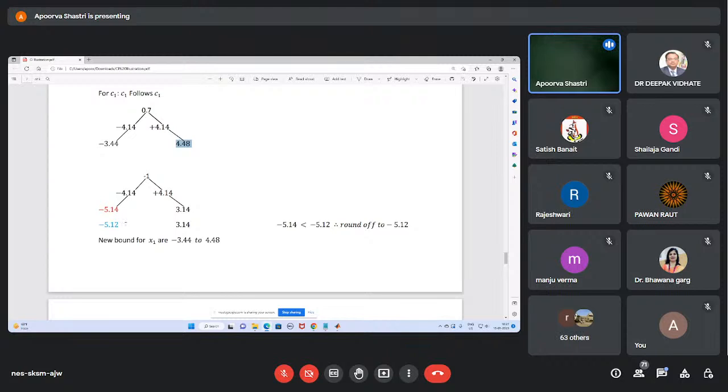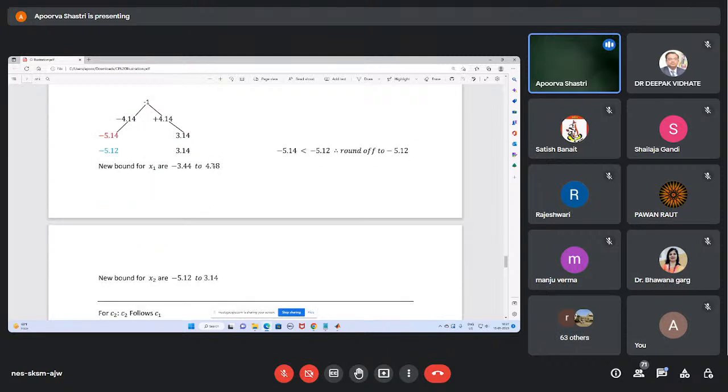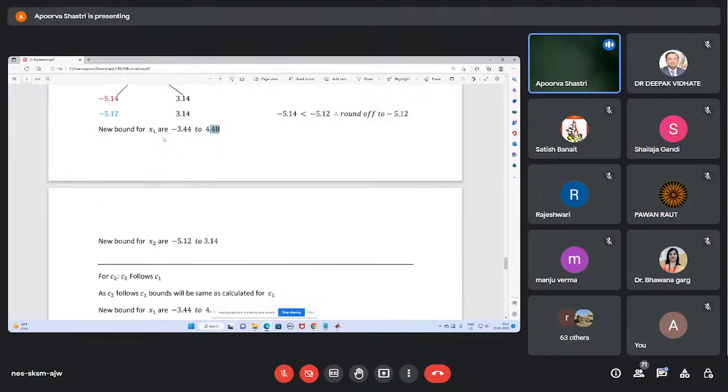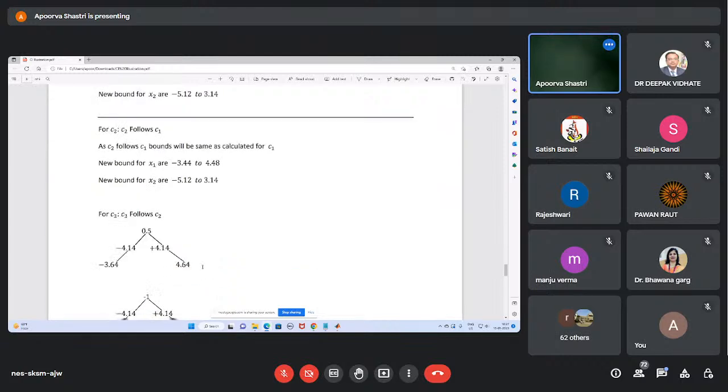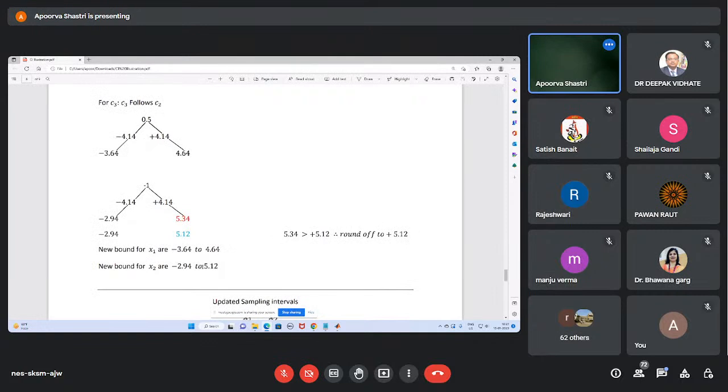Okay, so these are the ranges. Here is the correction, 4.84. So these are the new bounds for x1 and x2 of C1. C2 follows C1, so again the calculation will be the same because the qualities adopted are the same. So for C1 and C2, we have the new ranges. Now let us go for C3.